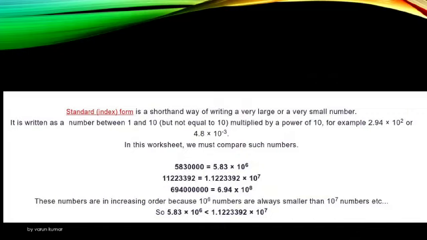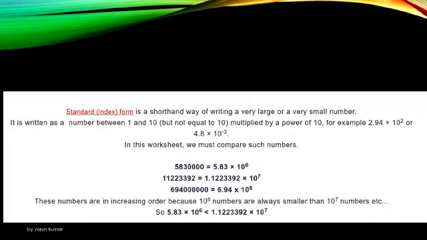5830000 equals 5.83 into 10 to the power 6 and 11223392 can be written as 1.1223392 into 10 to the power 7. Now the third number is 694000000, which equals 6.94 into 10 to the power 8.